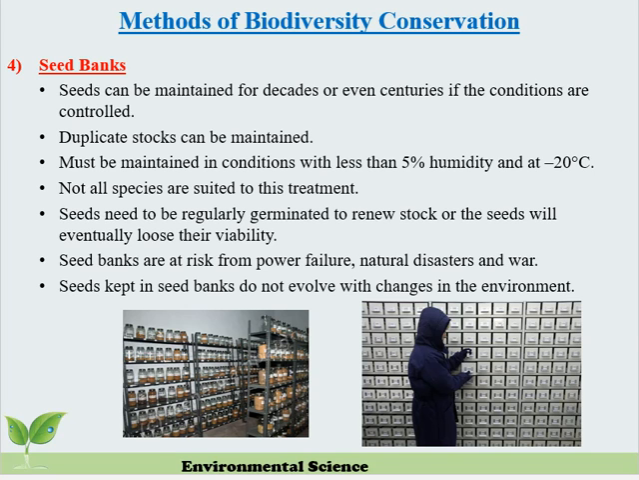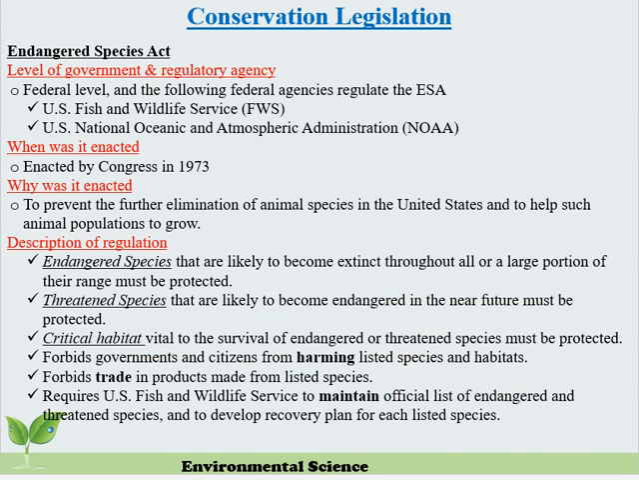All right, so we've talked so far about in situ, ex situ, biodiversity hotspots, and seed banks. Okay, so those are the four primary methods of biodiversity conservation. What we're going to talk about next is what type of legislation. So what is the U.S. government doing? Okay, so you have the Endangered Species Act.